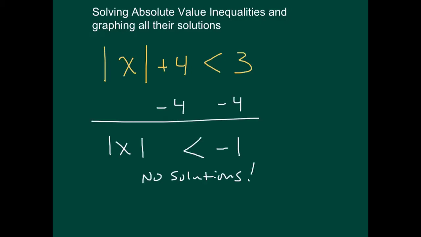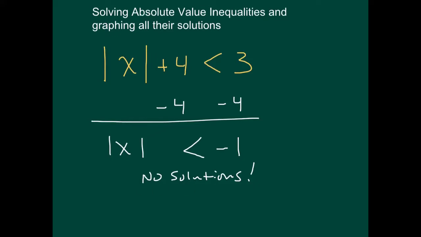Okay, so hopefully you saw what was going on here. You saw that you want to get these absolute values alone. It's plus 4 right here, so you take away 4 from both sides of the inequality to get this alone, and then you notice that we're looking for an absolute value that's going to be less than negative 1. Well, can you have an absolute value that's negative? No, the lowest absolute value you can have is 0. So this absolutely has no solutions at all.